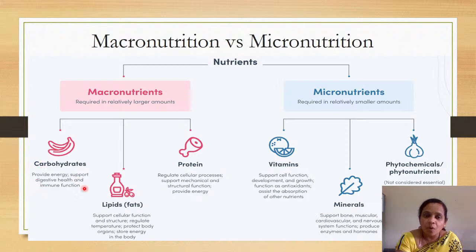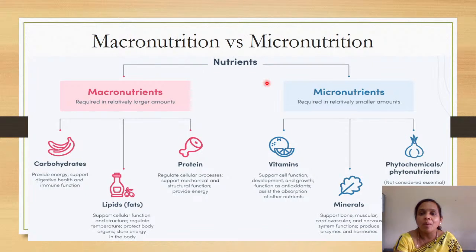So carbohydrates, lipids and proteins are involved in all the enzymes. Most of the hormones are all made up of proteins. So these are required in larger amounts. As they are required in larger amounts, we call them macronutrients.